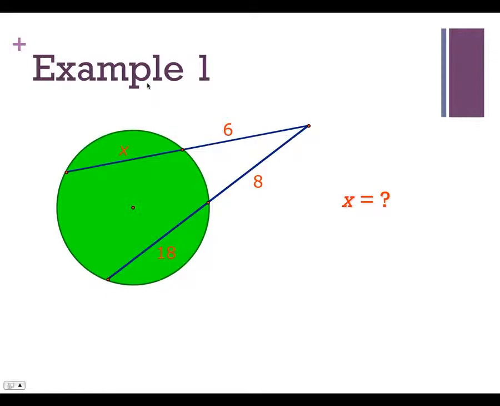I got 34 and 2/3. I got 28.6 repeating. What equation did you set up? 6 times (6 plus x) equals 8 times 26. Perfect. Outside times whole equals outside times whole. Make sure that you put this x plus 6 in parentheses because you're taking 6 times the whole thing.